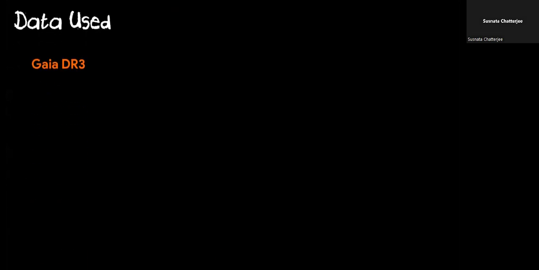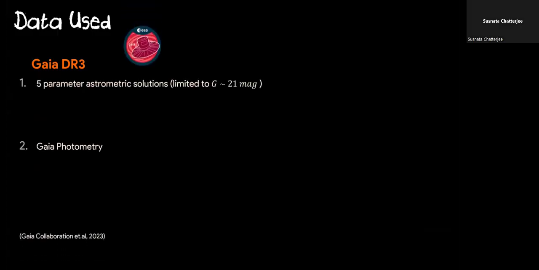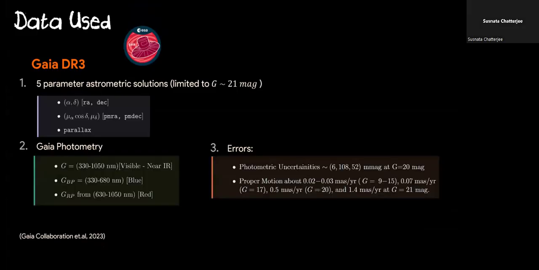Data used. In our project, we have mainly used the data from the European Space Agency's Gaia mission. It consists of 5-parameter astrometric solutions which are limited to G 21 mag, and the Gaia photometric bands, which consist of G, GBP and GRP. G ranges from visible to near infrared, GBP acts on the blue band while GRP specifically focuses on the red band.